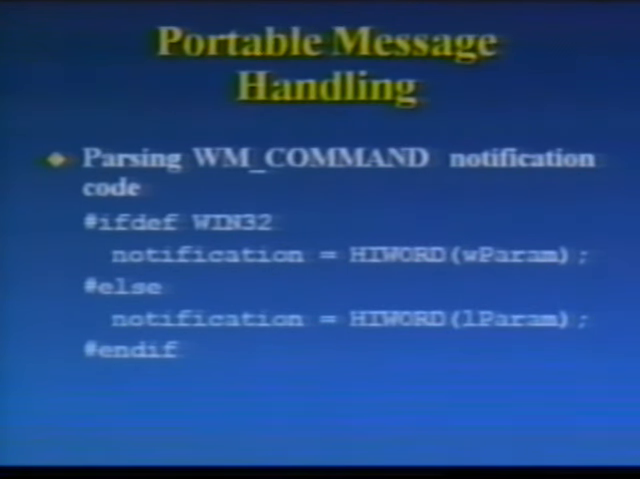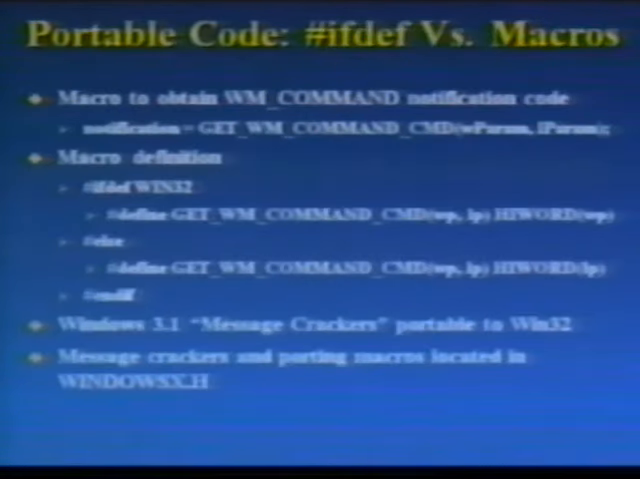There are a number of ways to handle parsing the information out of the high word, the notification command. You could either put an ifdef in the code yourself, in which case you'd just be taking the high word out of WPARAM instead of LPARAM. Another option is to use macros. And what we've done, there is already a full set of message crackers that are portable that were provided by Neil Konzen in the Win3.1 SDK. And so we've taken those, the message crackers already available, and ported those to Win32. So if you're using those today, that's one way of having portability.